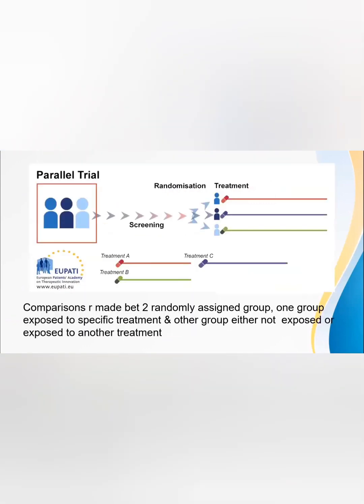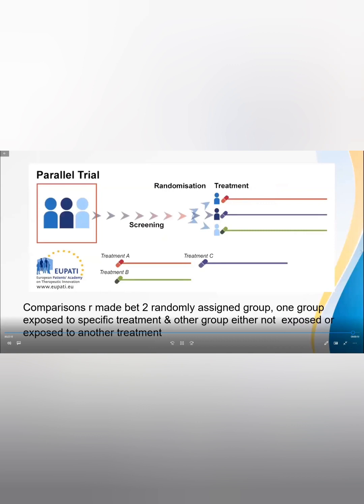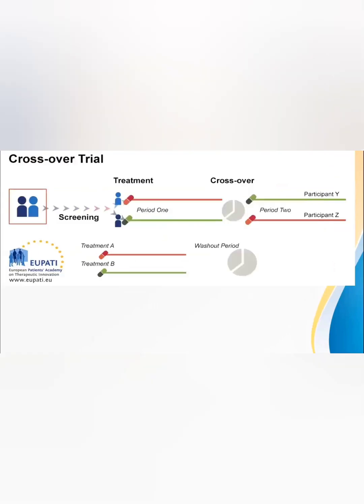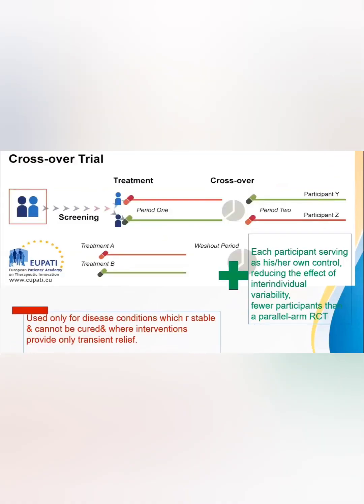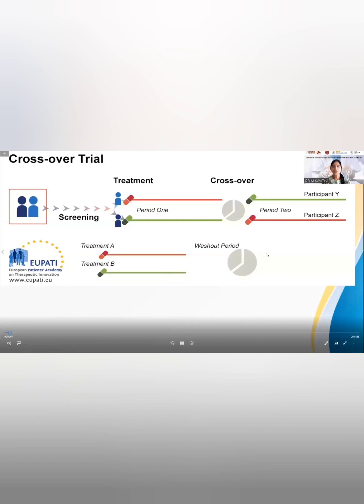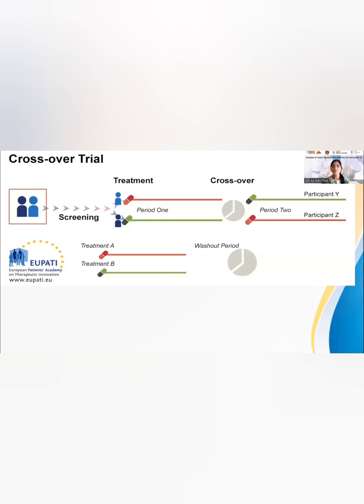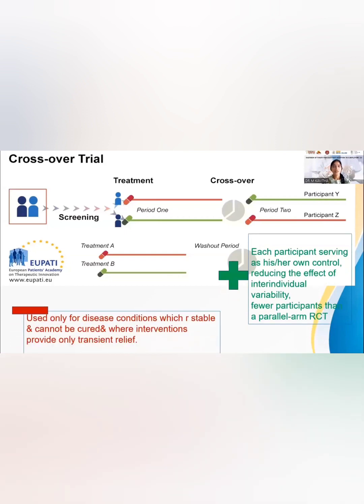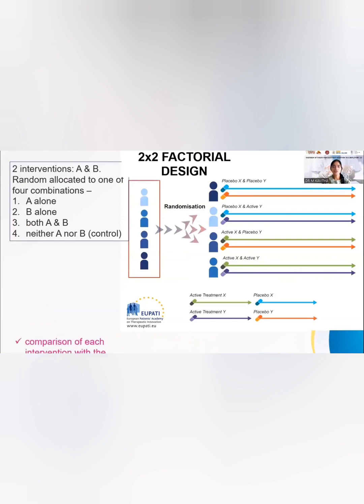And we'll see what a parallel trial is. Comparisons are made between two randomly assigned groups. One group is exposed to a specific treatment and the other group is either not exposed or exposed to another treatment. What do you mean by crossover trial? Each participant first receives one intervention, usually by random allocation. At the end of this first intervention, each participant is switched over to the other intervention. And there are factorial designs also.